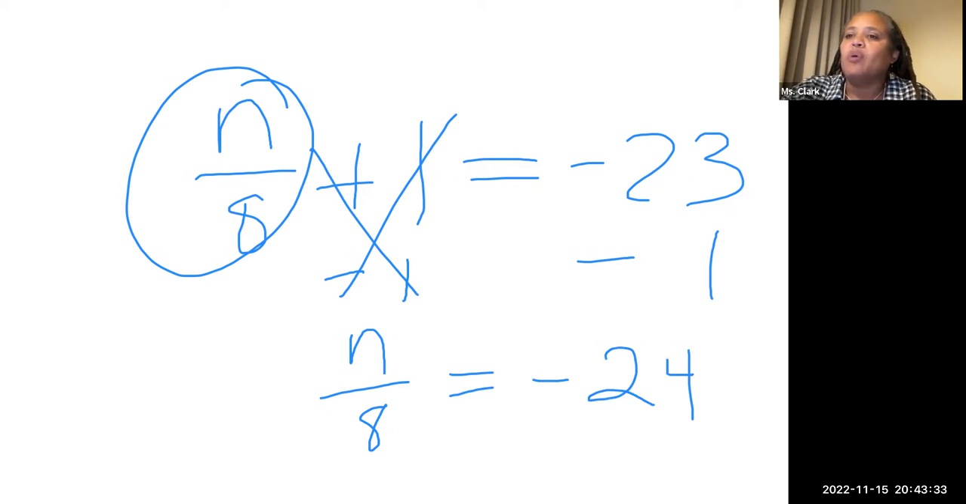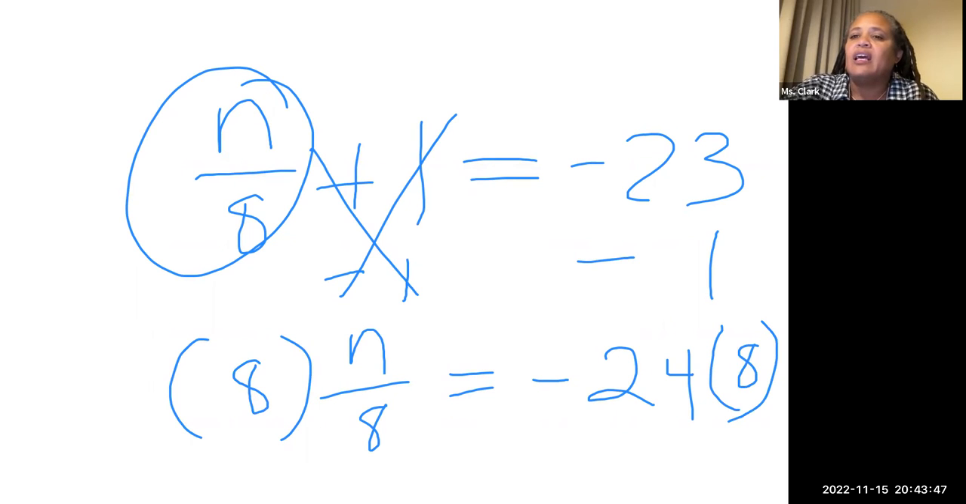And then what divided by 8 equals negative 24? Well, I don't know. What's the opposite of division? I would multiply by 8 on both sides, right? That's gone. It leaves the n by itself. And then I could use my calculator. I didn't say you couldn't use the calculator and say, well, what's 24 times 8? 192. We got to keep the negative.